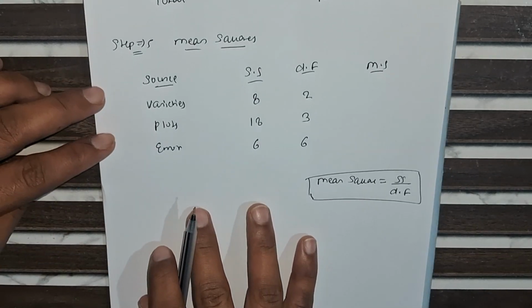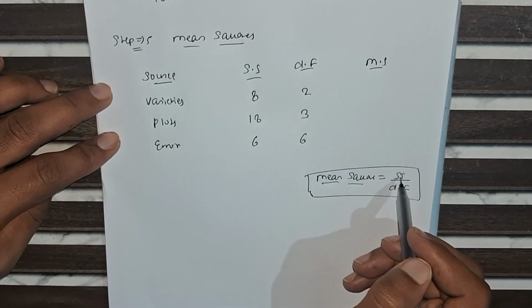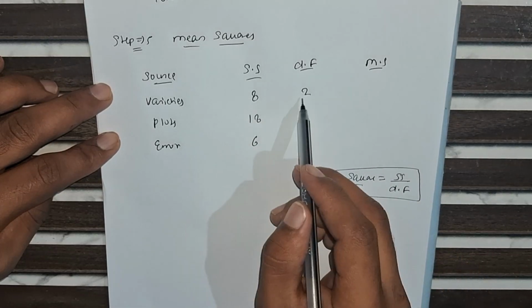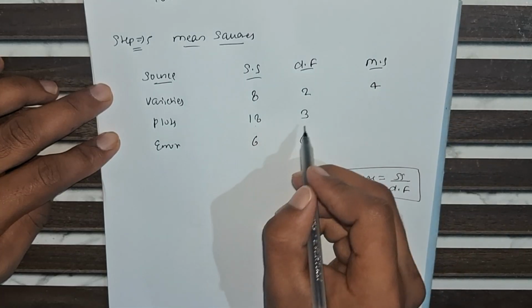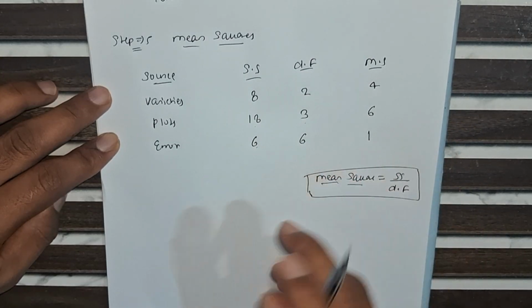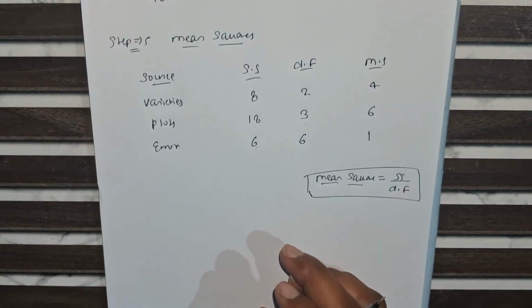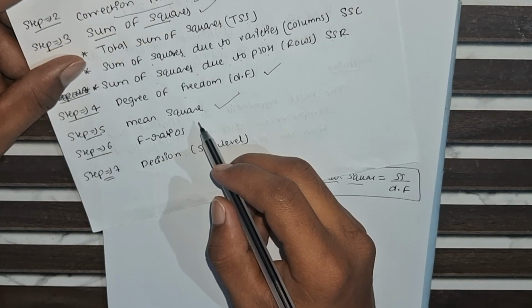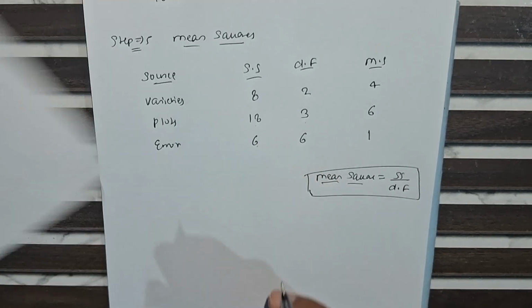Now we apply the formula to find the mean square, which is sum of square divided by degree of freedom. So 8 divided by 2 becomes 4, 18 divided by 3 becomes 6, and 6 divided by 6 becomes 1. So now our fifth step is completed. Now move to our sixth step, which is F ratio.